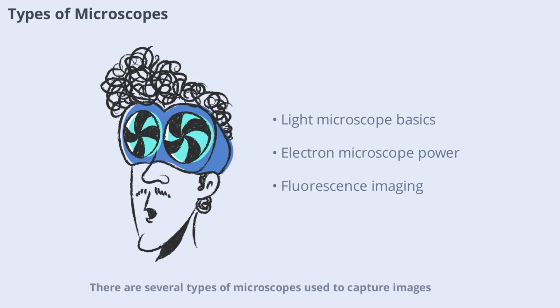There are several types of microscopes used to capture images, each with its own strengths. Light microscopes are common in classrooms and labs, while electron microscopes provide much higher magnification and resolution. Fluorescence microscopes allow us to see specific components within cells by using fluorescent dyes. Knowing which microscope was used is crucial, as it affects the image's appearance and the kind of analysis you can perform.